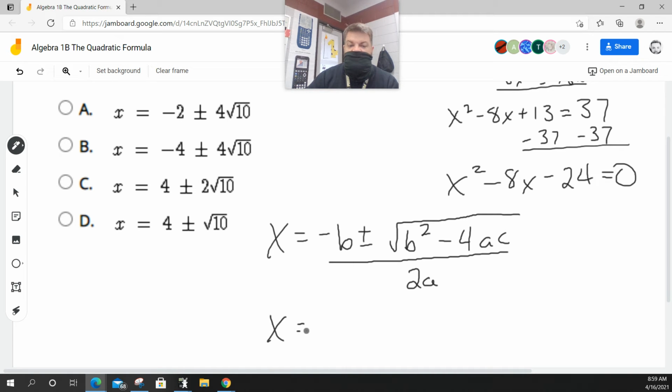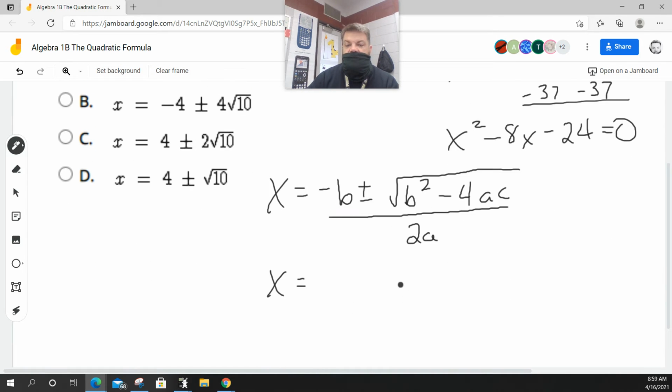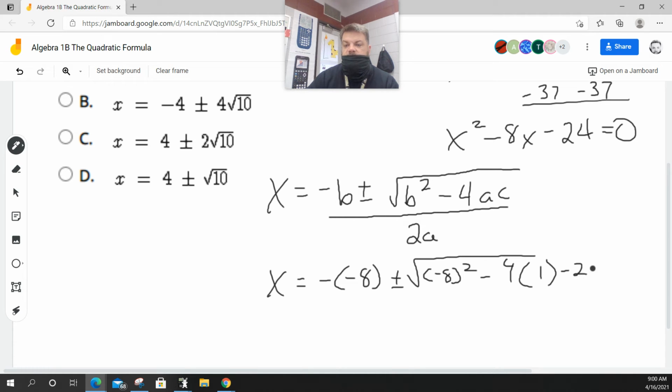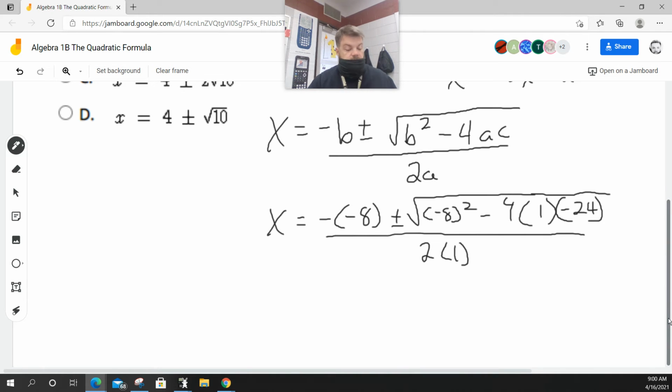So then x is equal to negative b. Well, what is negative b? Well, negative 8, right? Plus or minus the square root of negative 8 squared minus 4 times a, which is 1, times c, which is negative 24, all over 2 times a, which is 1. Okay?